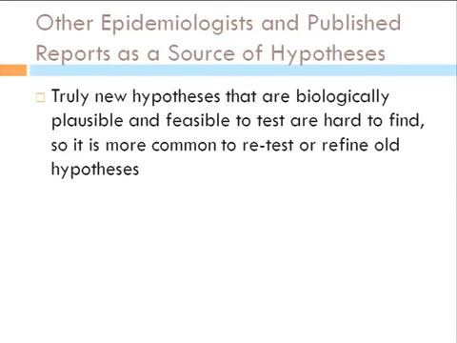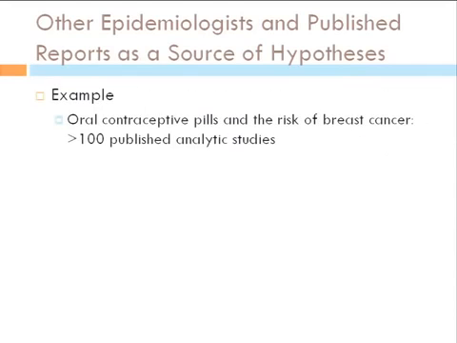So there are also other epidemiologists and published reports as a source of hypotheses. Truly new hypotheses that are biologically plausible and feasible to test can be hard to find. So it's more common to retest or refine old hypotheses. We do a lot of studies of things that have already been studied in one form or another before. An example of that is oral contraceptive pills and the risk of breast cancer. There are well over 100 published analytic studies.